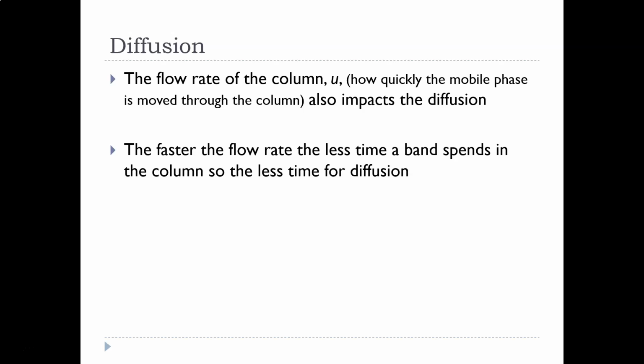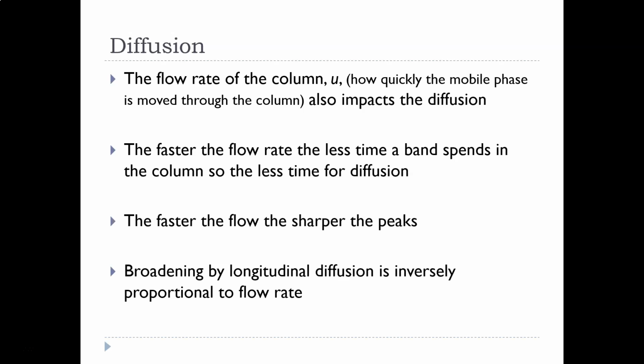Okay, but if the flow rate of the column increases, so we're shoving the sample through the column faster, that will decrease the diffusion because they don't have as much time to spread out. So the faster the flow rate, the less diffusion that we have, which means we have sharper peaks. Okay. So if we want to decrease the diffusion, we could increase the flow rate. Now, just while we're talking about this, everything we do has a positive and a negative with this chromatography stuff.